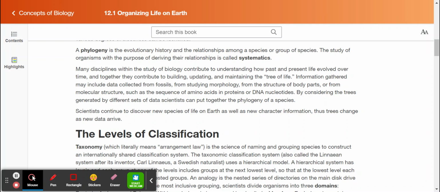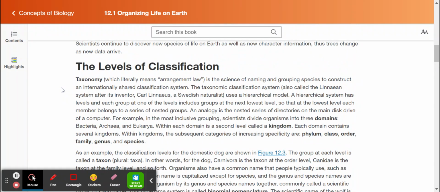Information gathered may include data collected from fossils, from studying morphology, from the structure of body parts, or from molecular structure, such as the sequence of amino acids in proteins or DNA nucleotides. By considering the trees generated by different sets of data, scientists can put together the phylogeny of a species. Scientists continue to discover new species of life on Earth, as well as new character information. Thus, trees change as new data arrive.